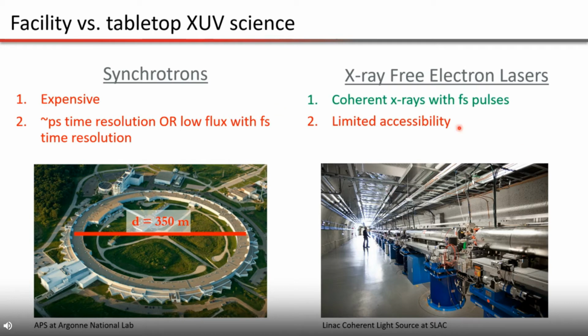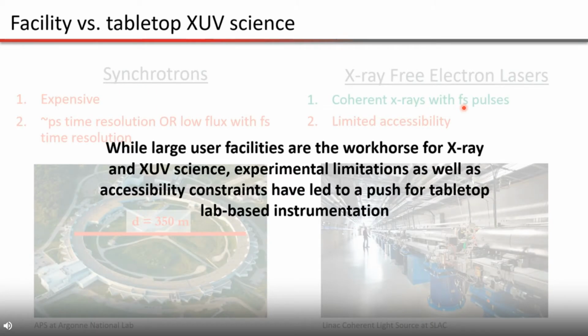With X-ray free electron lasers, we started to get into femtosecond pulses with coherent X-ray light. This is great, but again, you're going to have to travel and get the beam time. You have a week to do your experiments, and if they don't work, you have to come back in 6 months. So the benefit of having a lab option is, I can just go to the basement and walk down the hall and do my experiments all night if I want to. Probably I don't want to, but I do it anyway because I can get the data that I need right there at my leisure. So while these large-scale facilities are the workhorse for X-ray and XUV science, these experimental limitations and accessibility constraints have led to this push for the development of tabletop instruments that we can all start to develop in our own labs.